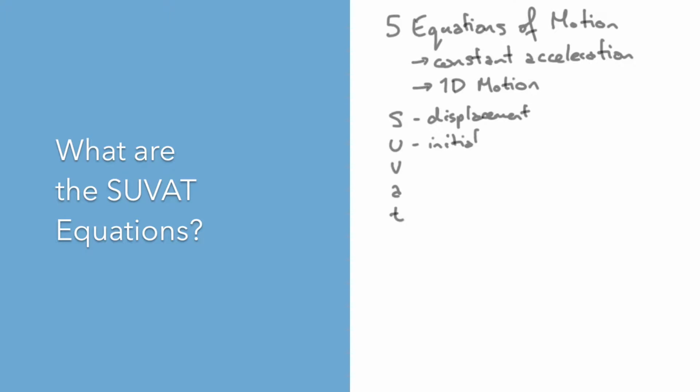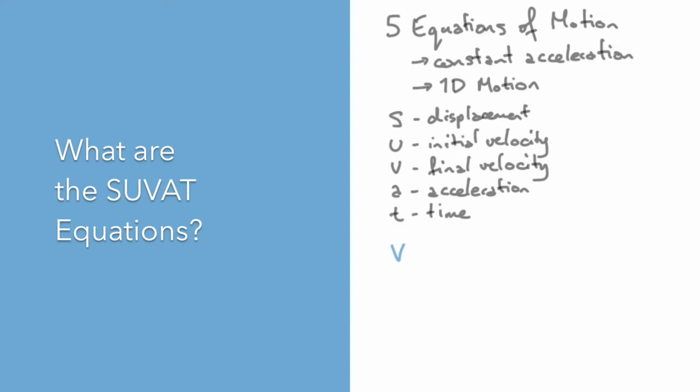So the SUVAT equation comes here. S represents displacement, U represents initial velocity, so start velocity, V is the final velocity, so the velocity we end with, A is acceleration, and T is the time. Okay, so all these equations involve 4 out of 5 of those values.